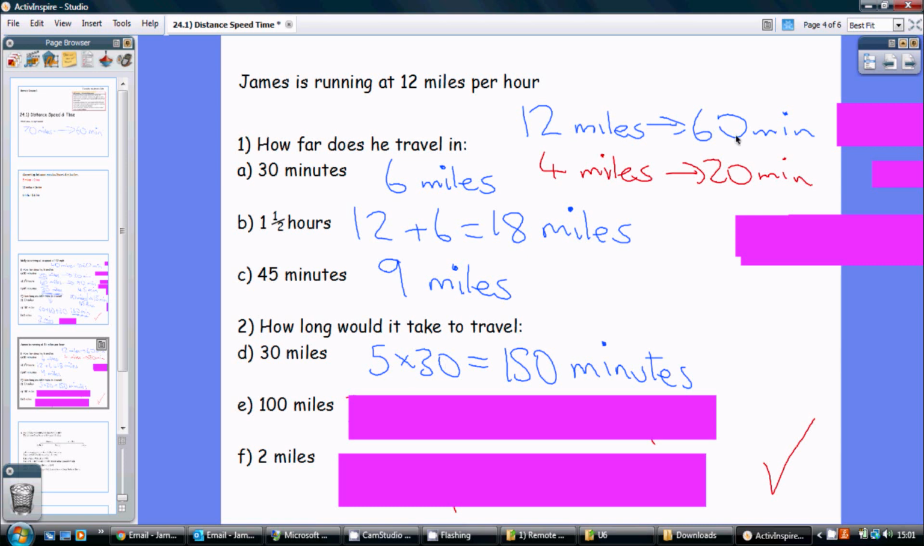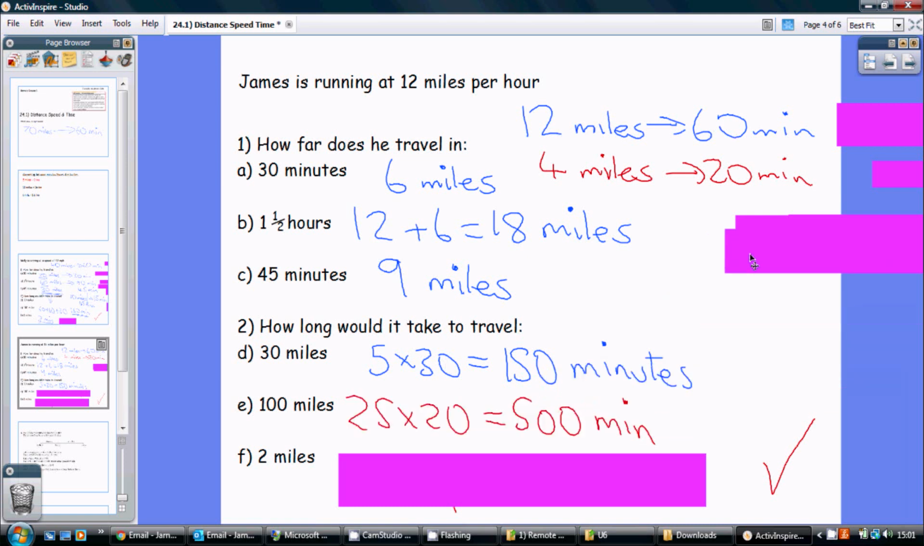You could go right back to the starting point, lots of ways of doing that. So I've done 25 times 20 to get me the 500 minutes. So I've just done, so which one have I done from there? 25 times 20, so that's 25 lots of 20, because I had 500 minutes.